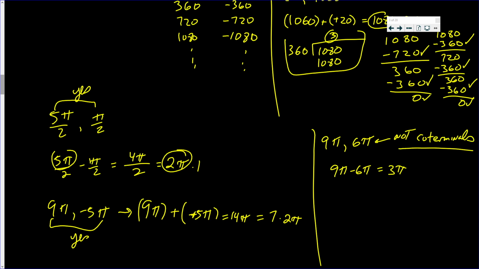They are not coterminal, because this here is 1.5 times 2 pi, because the 2's would cancel and you'll get 3 pi. The problem is that's not an integer. This here is not an integer multiple of 2 pi.